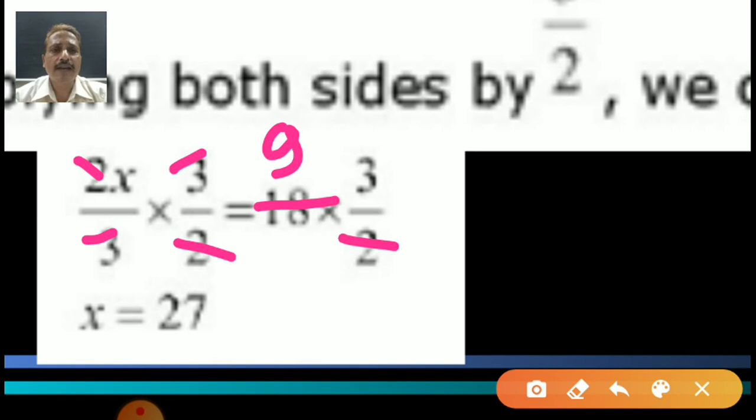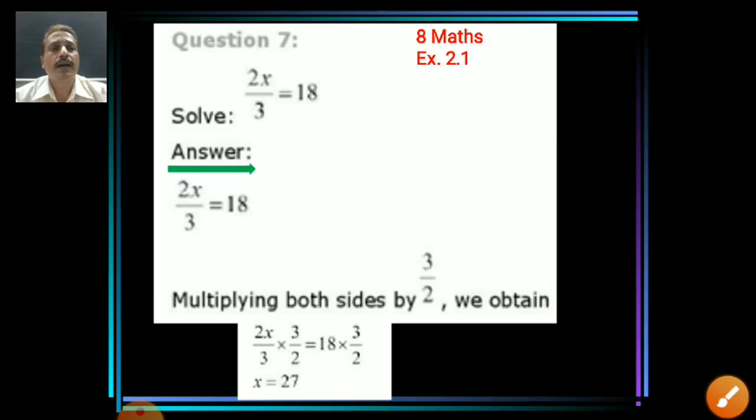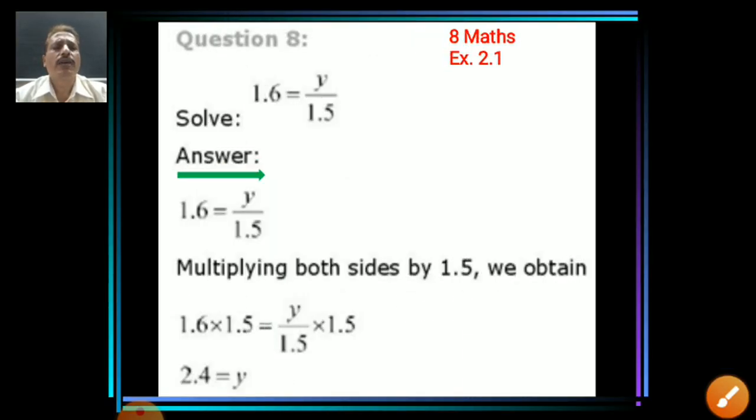Now look at there. What is left on the right side and left side? On the left side only x is remaining. Right side, 9 into 3, which gives me 27. Yes, my dear student. Very easy. Okay. Now question number 8.